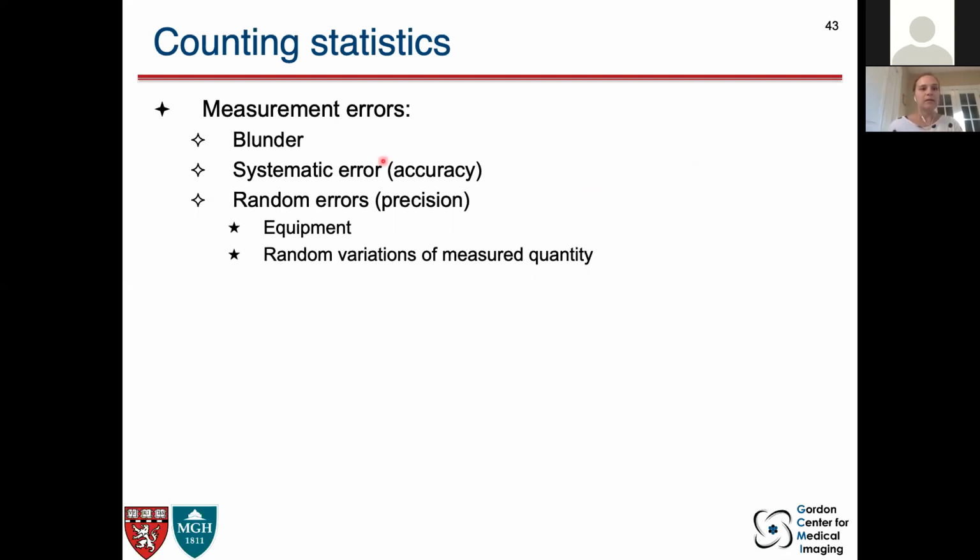So the systematic errors will affect the accuracy of your measurement. And then you have random errors. These can be related either to equipment limitations of your measurement system, or to random variations of your measured quantity, which in a radiation counting system are inevitable, because radioactive decay is itself a stochastic process. So random errors will affect the precision of your measurement.